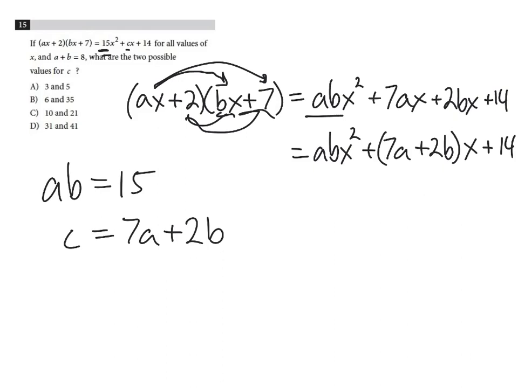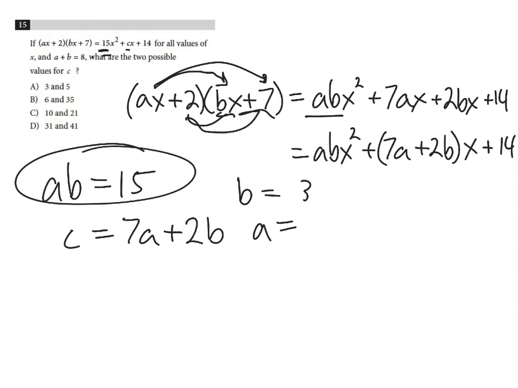Okay, well, we know that a plus b equals 8. We also know that a times b is 15. Well, gee, so a or b, one of the two, has to equal 3 or 5. Okay, so then we want to know what c equals.